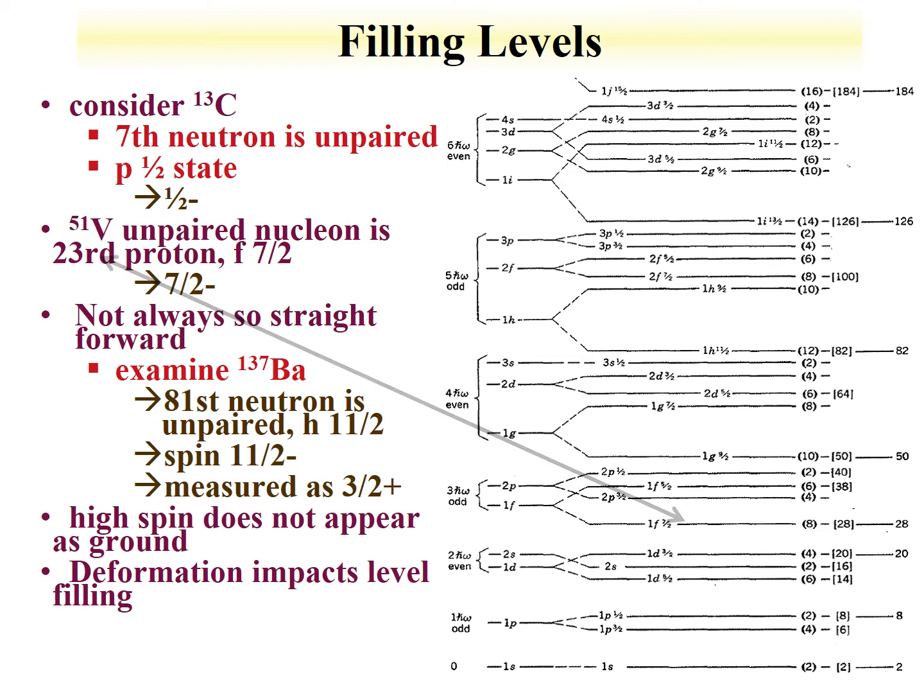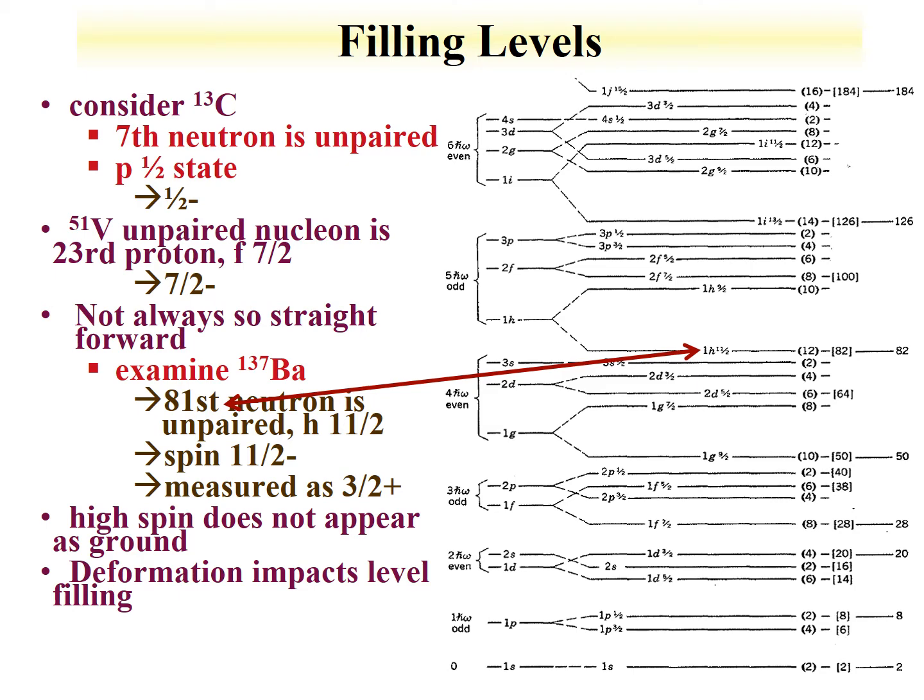Now, the shell model isn't always correct. As an example, let's consider barium-137. The 81st neutron is unpaired in barium-137. That would leave a hole, right, in an almost completely filled 82 nucleons. So 81 is the 1h 11/2 state. That would be 11/2 minus, and if you look at the table of the isotopes for barium-137, you see that it is actually 3/2 plus.